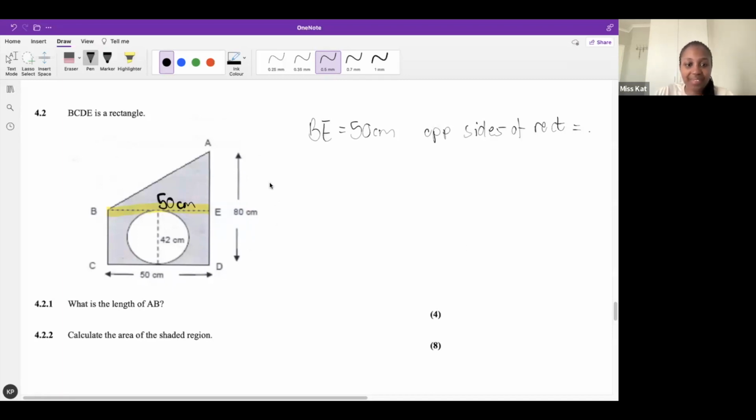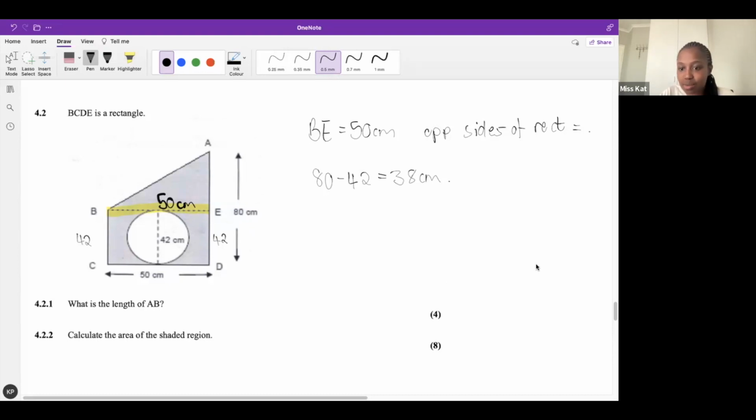So 42 is the diameter of the circle, which is also the same length as ED, and then AD is 80 centimeters, which means 80 minus 42 makes 38. Beautiful, Kendra. That was beautiful. So 80 minus 42. Therefore, our height is 38 centimeters. That is correct. Thank you very much. That was beautiful, guys.